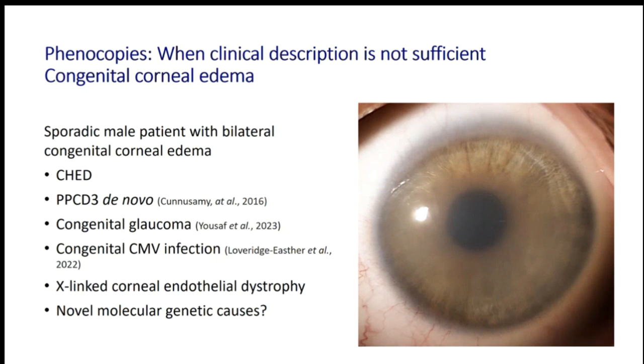However, there were also cases described with congenital corneal edema carrying ZEB1 mutations, confirming that the patient had a de novo occurrence of posterior polymorphous corneal dystrophy type 3. Other options are congenital glaucoma, also congenital cytomegalovirus infection. The patient can also suffer from X-linked corneal endothelial dystrophy. And there's always a possibility that there are some novel molecular genetic causes, because last year, in 2024, 2 novel genes for corneal endothelial dystrophies were published.